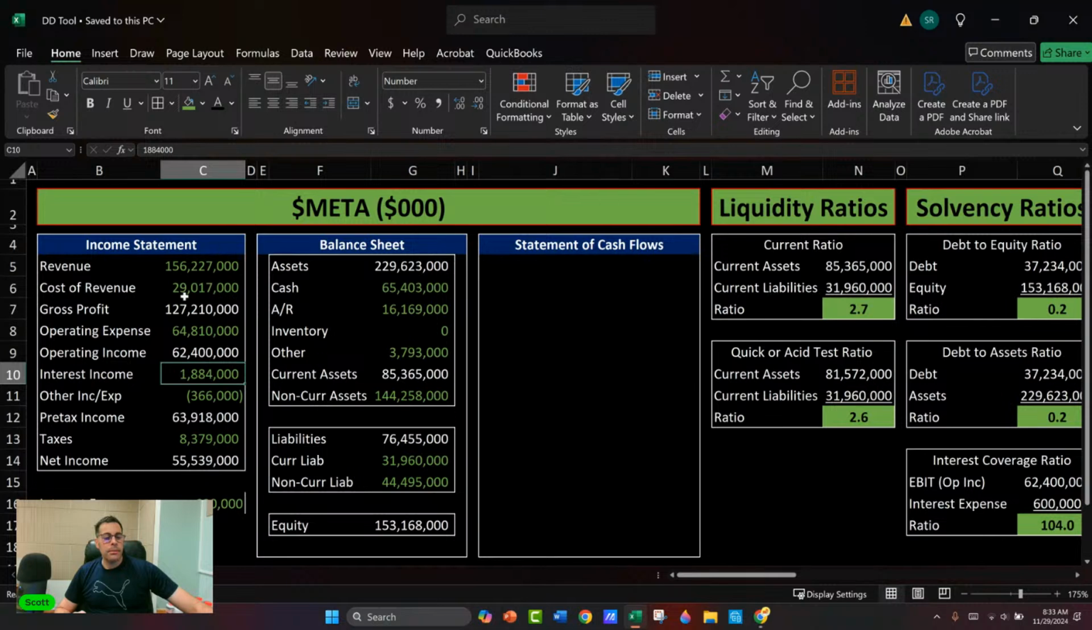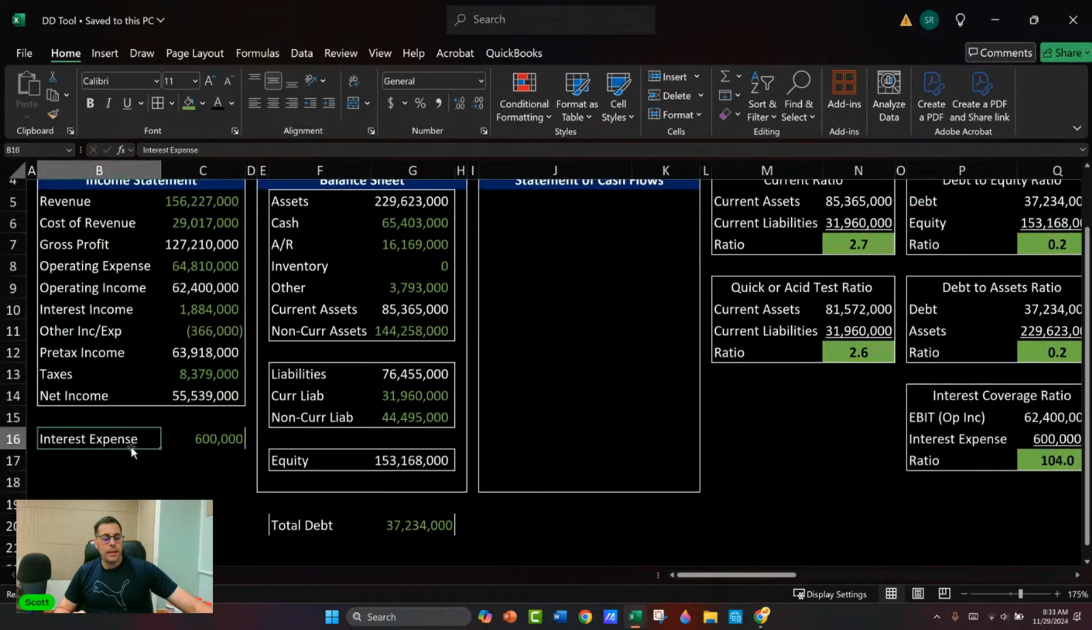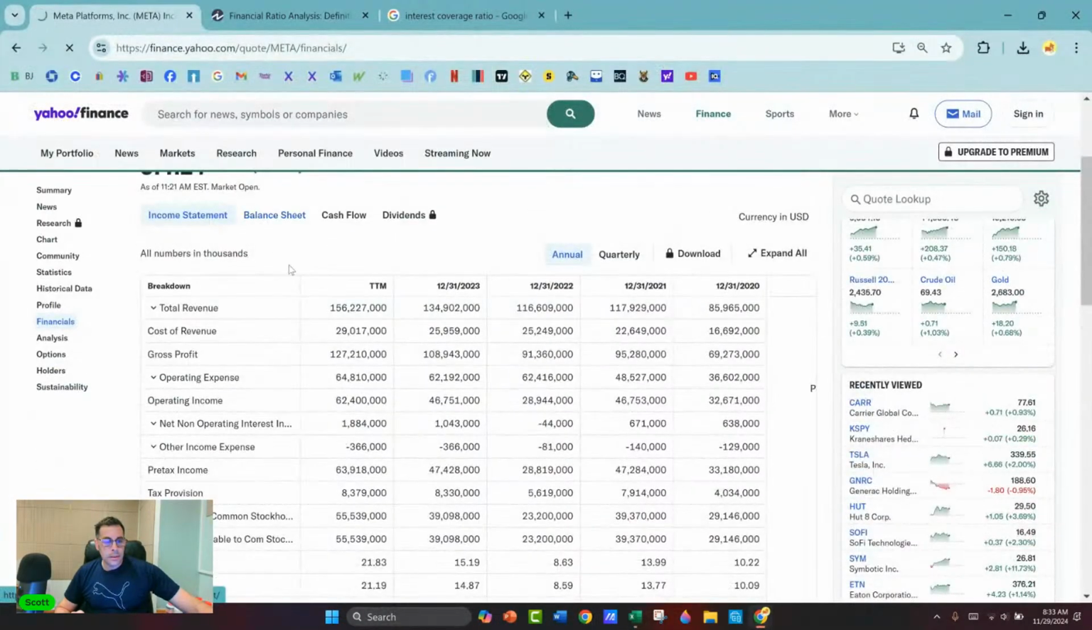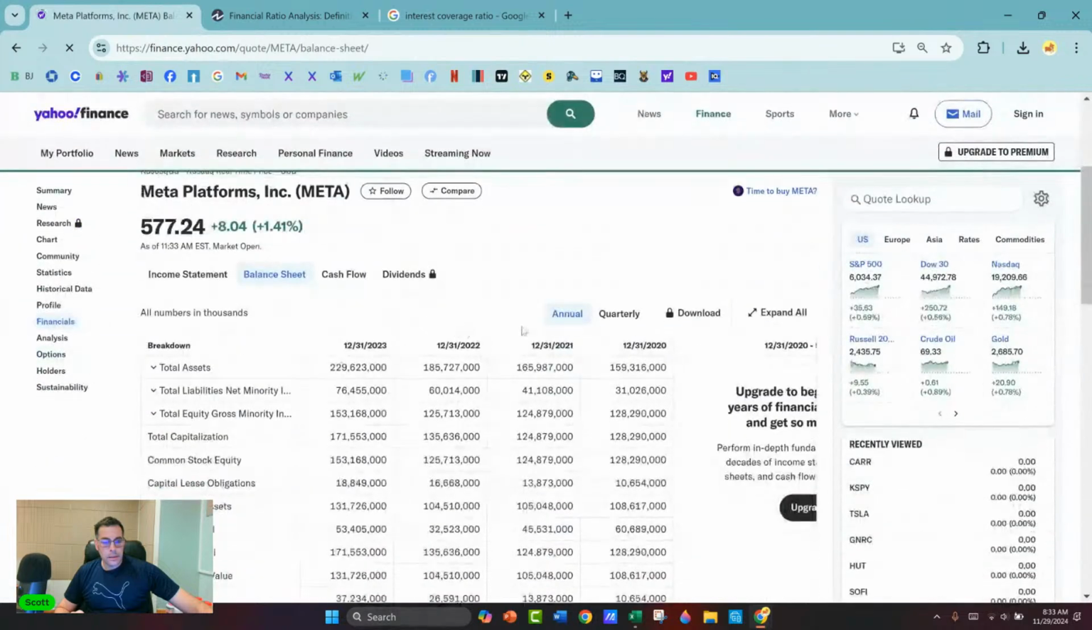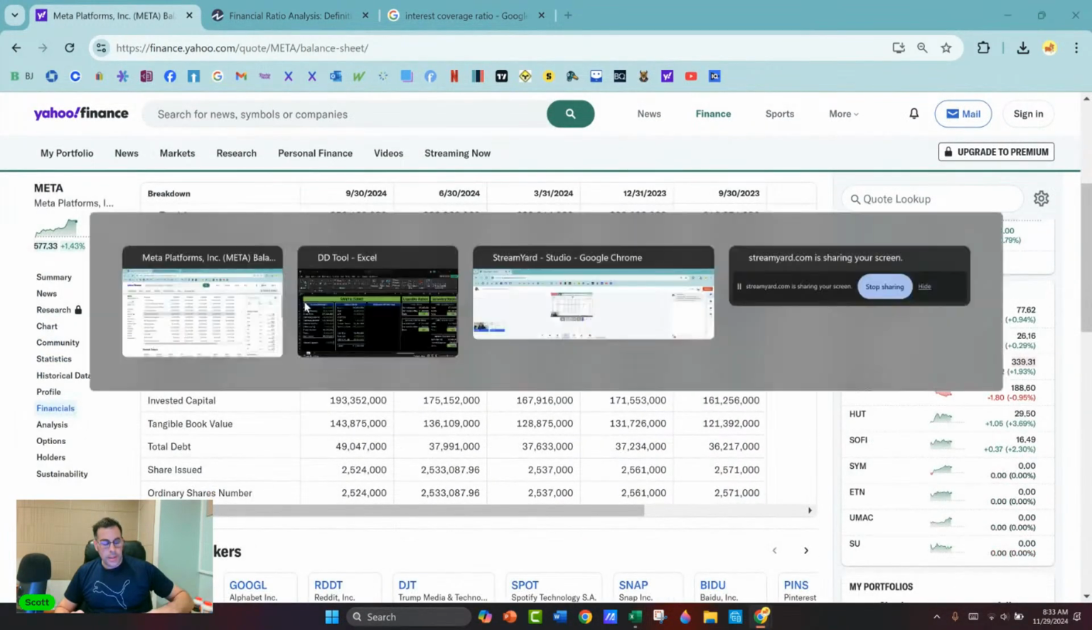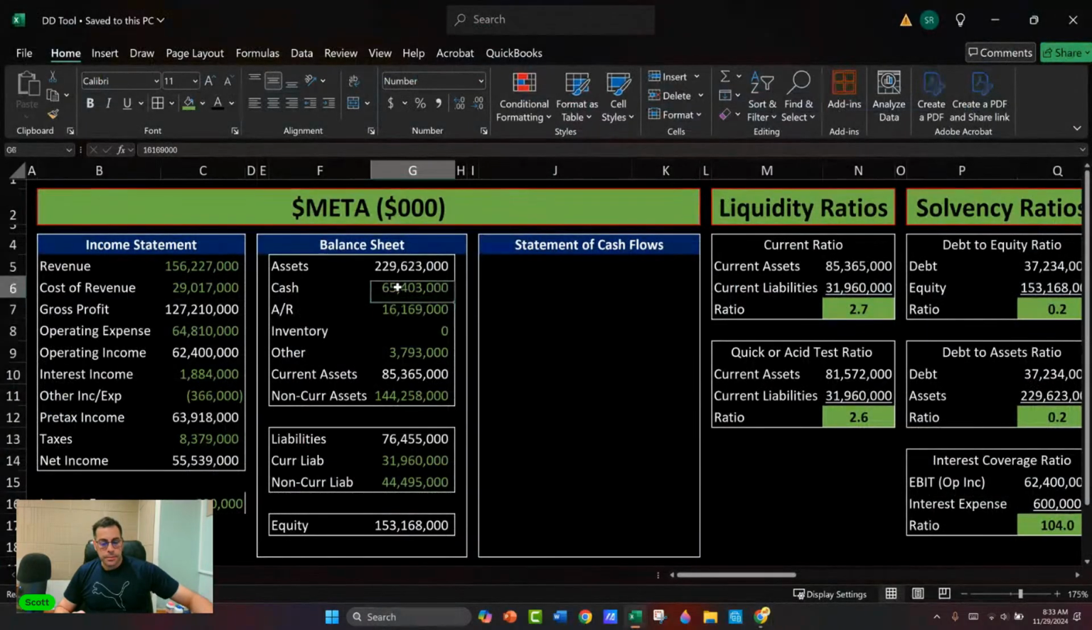So you have all your income statement items here. And I'm adding stuff to the bottom because sometimes I need a little more detail in order to calculate the ratios. So I did the same thing with the balance sheet. I just went to Yahoo Finance. Actually, I didn't get the most recent balance sheet. Let me do that.